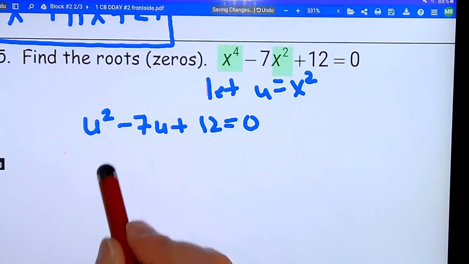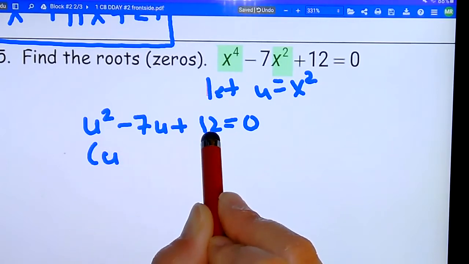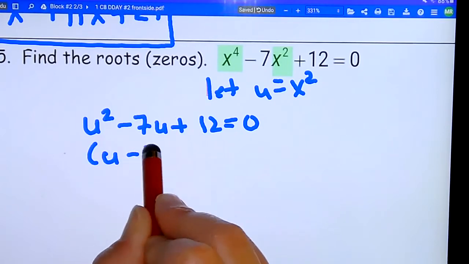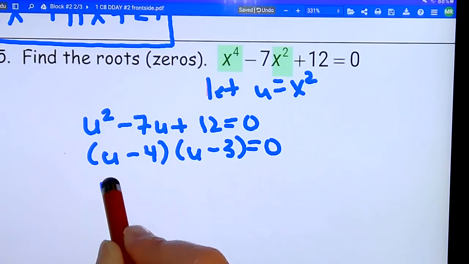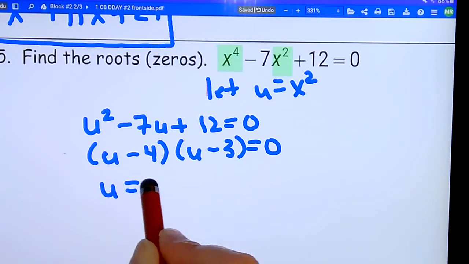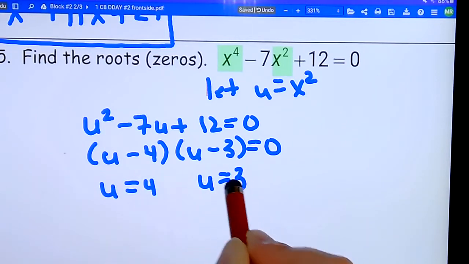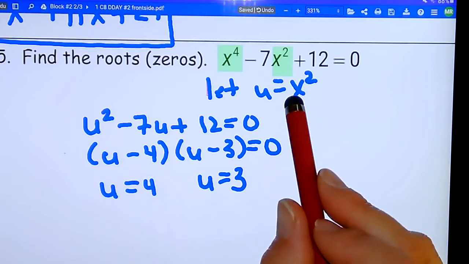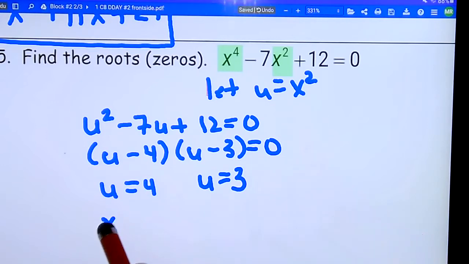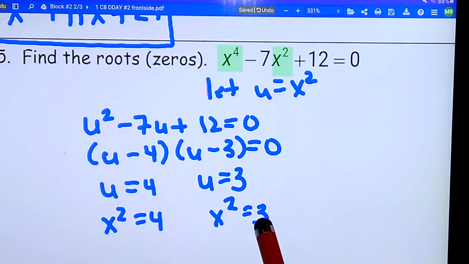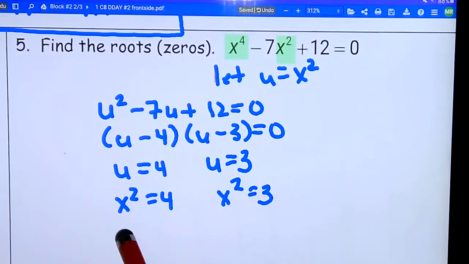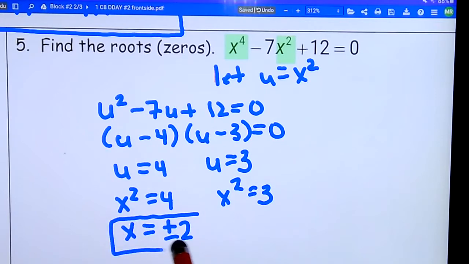And I can factor that. So that is going to be what multiplies to a positive 12 and adds to a -7: a -4 and a -3. So I'm going to get u equals 4, u equals 3. But remember, it wasn't a u, it was an x squared. So that means x squared is equal to 4, and x squared is equal to 3. So I'm going to get x is equal to, when I solve this, plus or minus 2. That's 2 answers. Should be getting 4 because it's a degree 4.